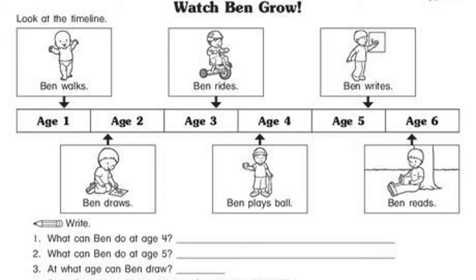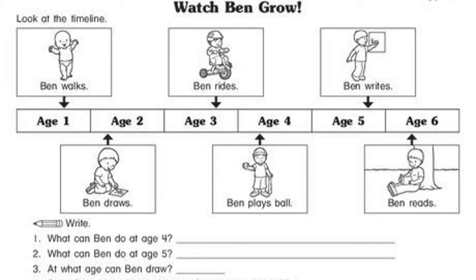Number 1, what can Ben do at age 4? At age 4, Ben plays ball. What can Ben do at age 5? At age 5, Ben writes. At what age can Ben draw? Ben can draw at age 2.